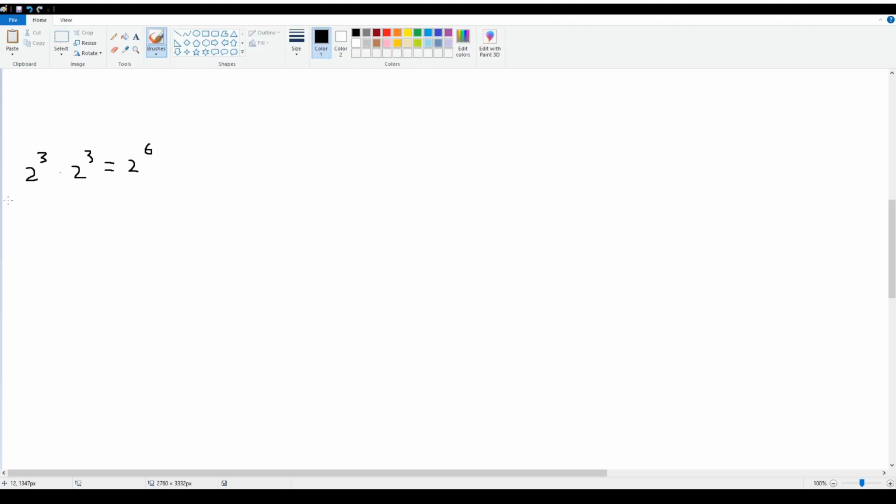So what is 2 times 2 times 2? Well, 2 times 2 is 4. 4 times 2 is 8. So 2 to the third power, or 2 cubed, is just 8. And 8 times 8 equals what? Well, if you do your times table, or if you did your times table, you'll know it's 64. And what is 64? Is 64 2 to the 6th? Turns out it is.